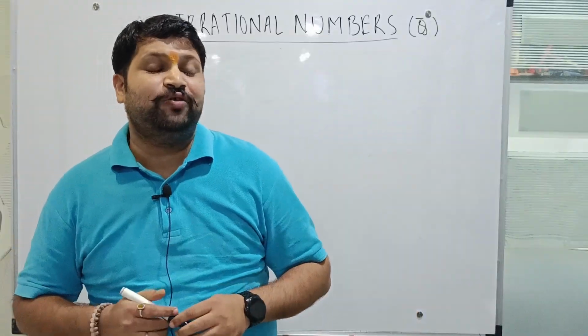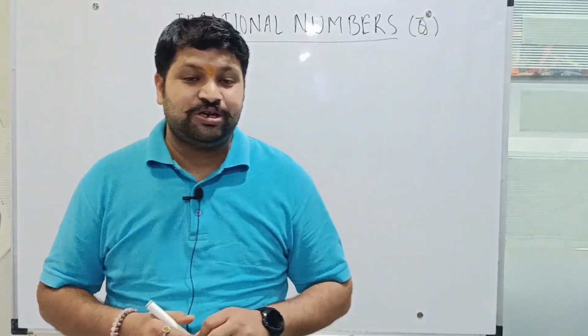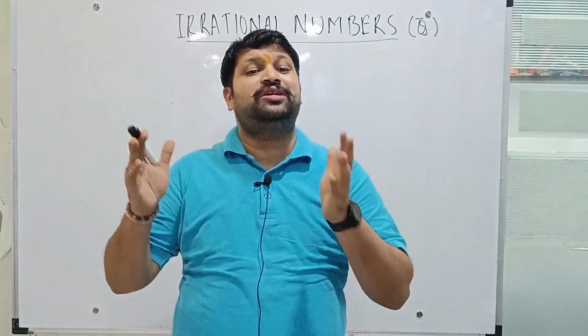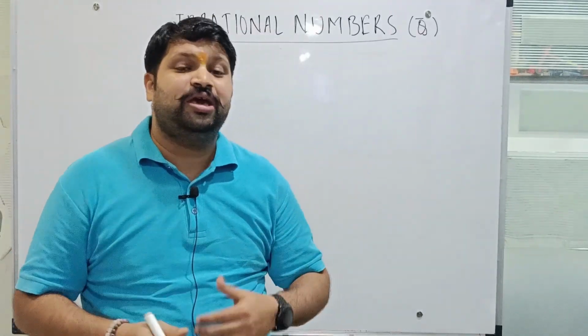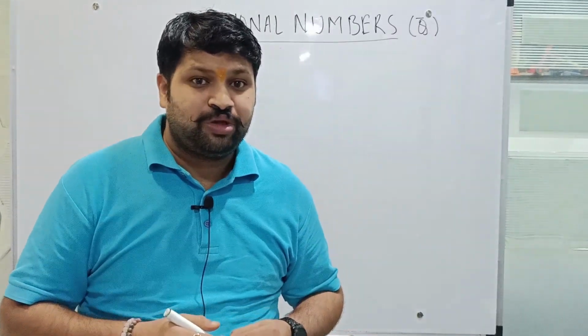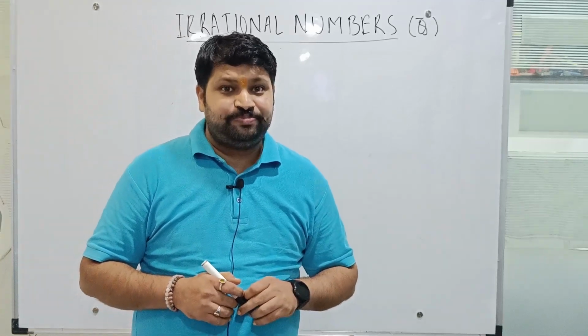In the previous video we had talked about rational numbers. Today we have irrational numbers. So effectively, irrational numbers are all the numbers that are not rational, meaning they cannot be put in the form of P upon Q. Let's see what all numbers come under this category.